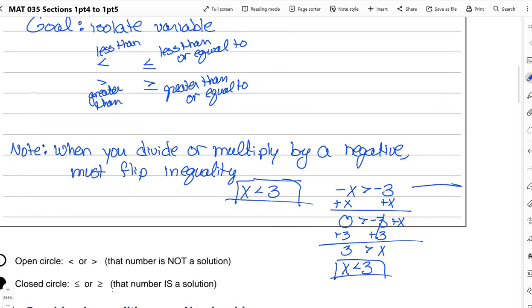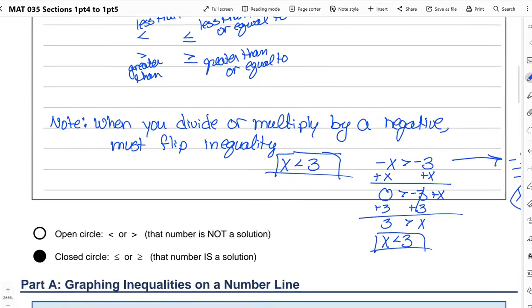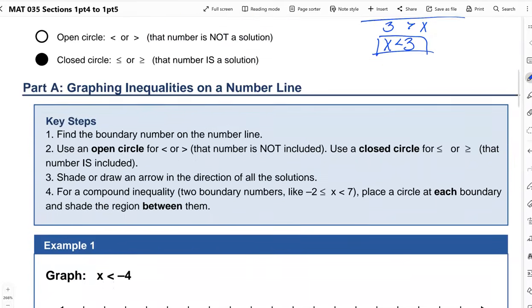Now I could also get there by using division. I have negative x is greater than negative 3. Let's divide everything by negative 1. So I'm going to have x here, negative 3 divided by negative 1 is a positive 3. And then because I divided by a negative, I have to flip the inequality. You can see how that's going to give me the same answer as what I had before. So these are all equivalent statements. But the only way they're equivalent is because of the rules of algebra and flipping the inequality when I divide or multiply by a negative. So that's the only extra thing we need to remember.